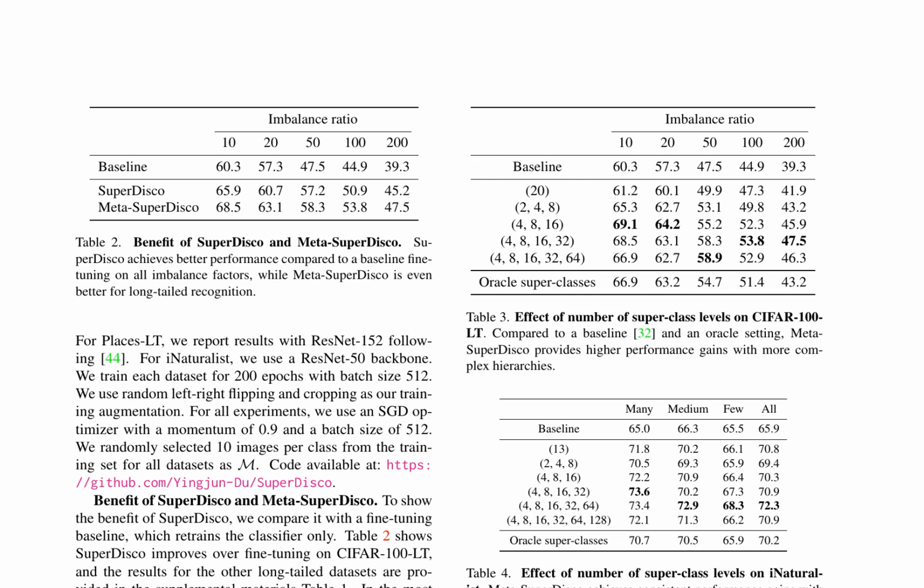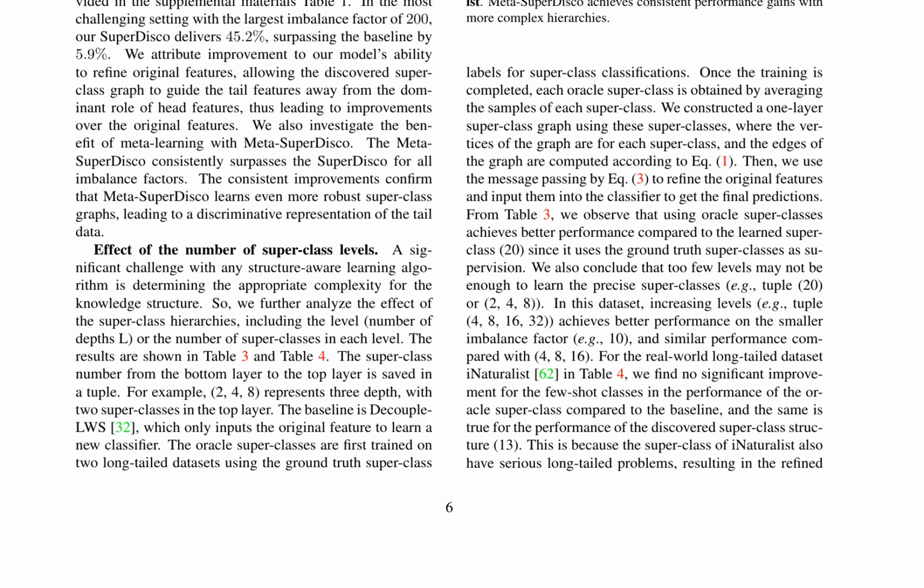For CIFAR100LT, increasing the number of levels generally leads to better performance, especially for smaller imbalance factors. However, for the real-world long-tailed dataset iNaturalist, no significant improvement is observed for the few-shot classes when using Oracle superclasses or discovered superclass structures. This is attributed to the long-tailed nature of the superclasses in iNaturalist, which affects the refined features. Key components in achieving these improvements include message passing and the construction of a one-layer superclass graph.